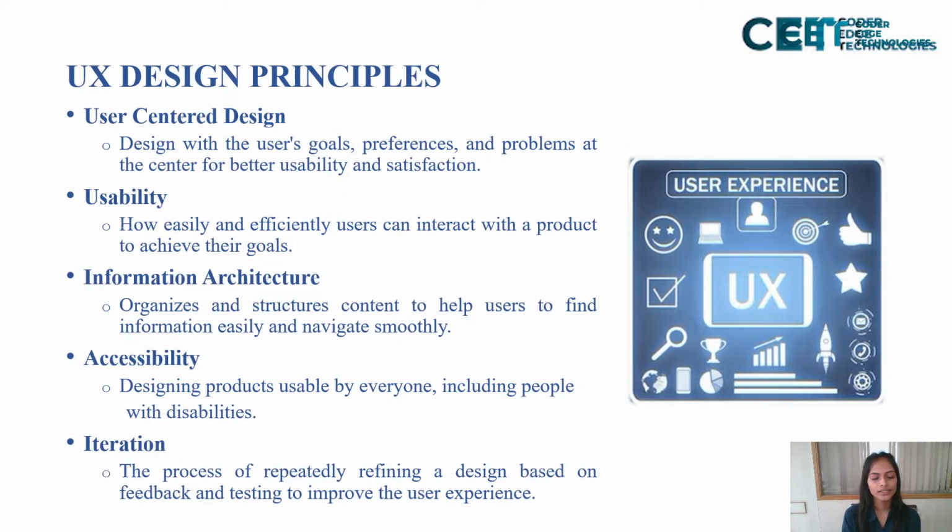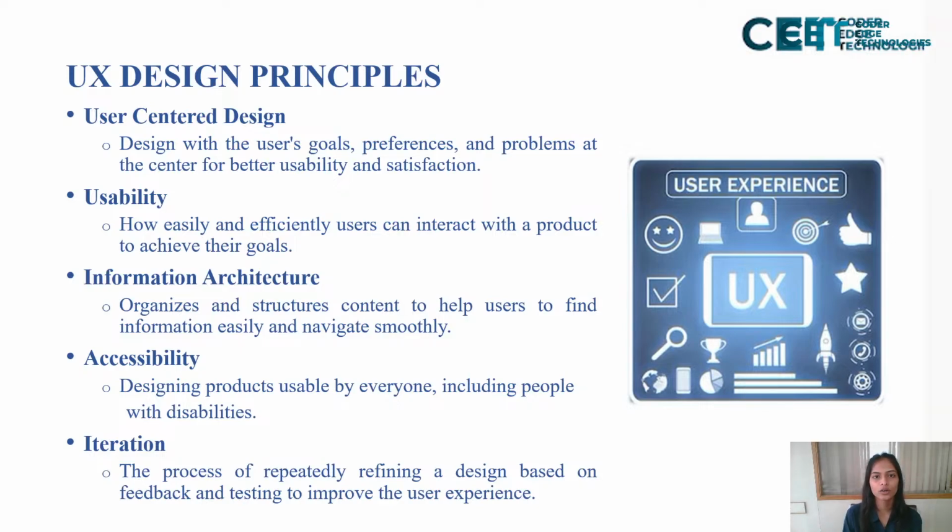Accessibility. Designing products usable by everyone, including people with disabilities. Iteration. The process of repeatedly refining a design based on feedback and testing to improve the user experience. By embedding these principles into every stage of design and development, we ensure that our product truly meets user needs, resulting in better engagement and higher satisfaction of the user.